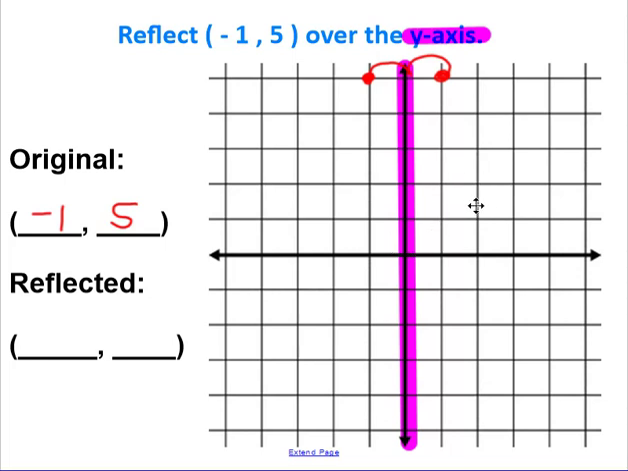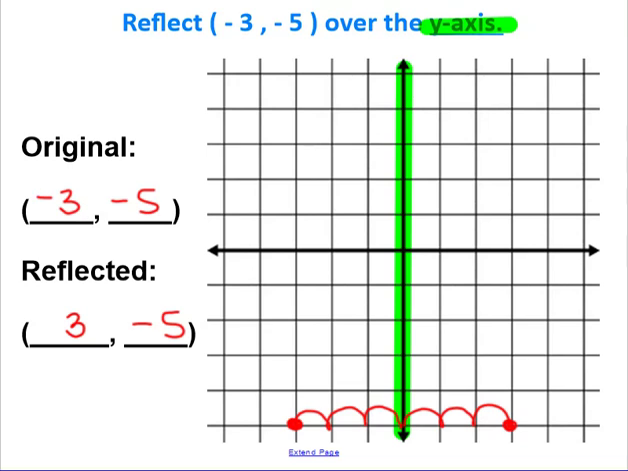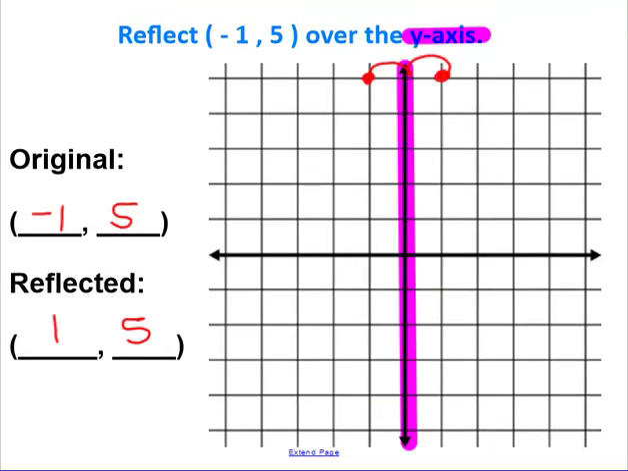Well, I'm in quadrant 1. What do I know about quadrant 1? All my numbers are positive. So, +1, +5. The cool thing about reflections, if you notice, look at these numbers. Nothing changed about the numbers, just the signs changed.